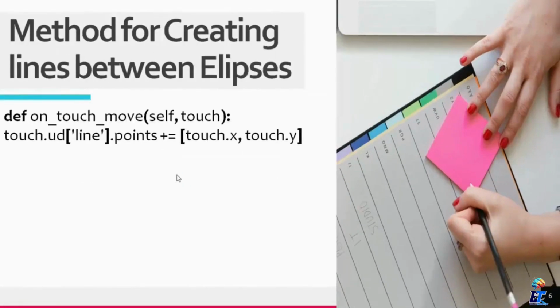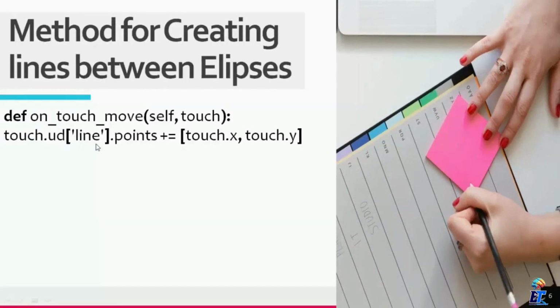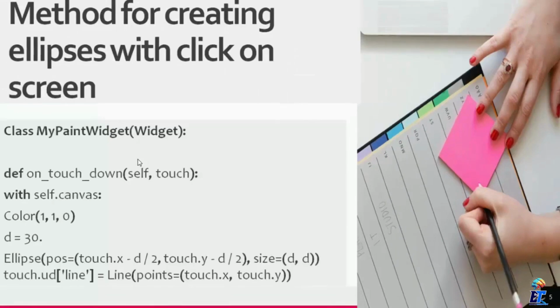What will happen next is we'll again use the touch.ud line dot points plus equals to, as we have defined over here, touch.ud of line and line as points equals to touch.x comma touch.y. Similarly, we'll use touch.ud of line dot points plus equals to touch.x comma touch.y. What this will do is whenever I click on the screen, an ellipse will be created, followed by whenever I drag the mouse, a line will be created between those ellipses. This is how we'll create the method for creating lines between the ellipses and creating ellipses with a click on screen.